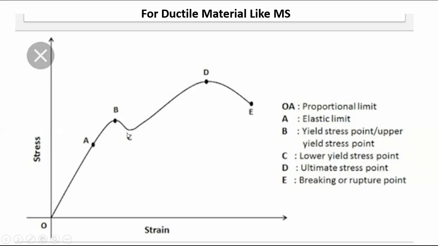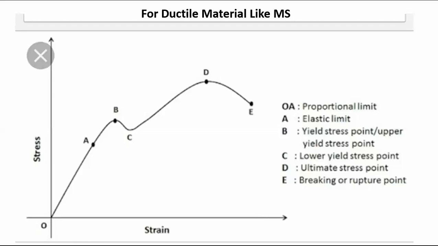Okay. Then this point C is the lower yield point or lower yield stress point. If we go on increasing the load, there will be plastic deformation. What is meant by plastic deformation? From this point C onwards, there will be plastic deformation. Plastic deformation means that once there is an elongation, the material will not regain its original shape and size.